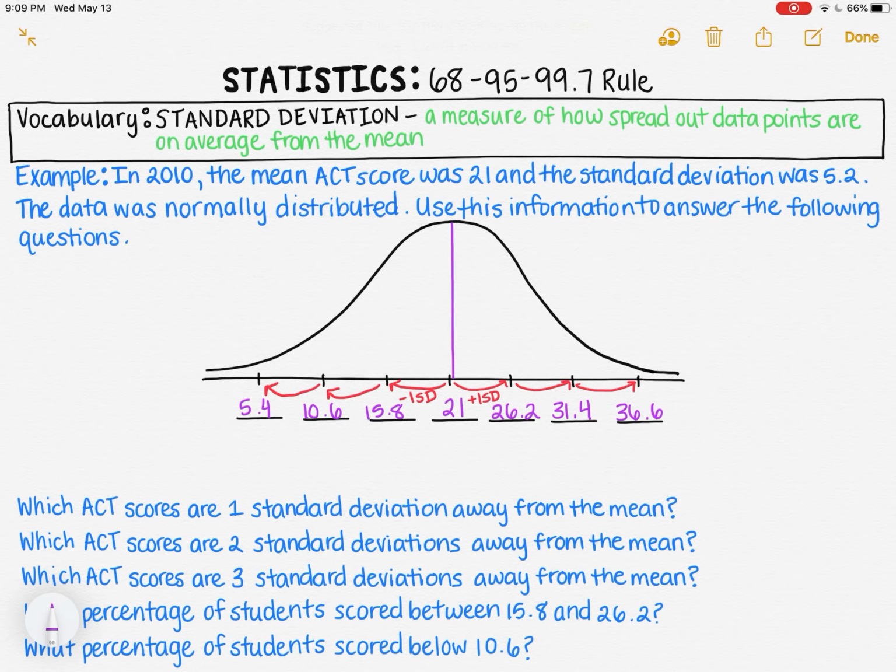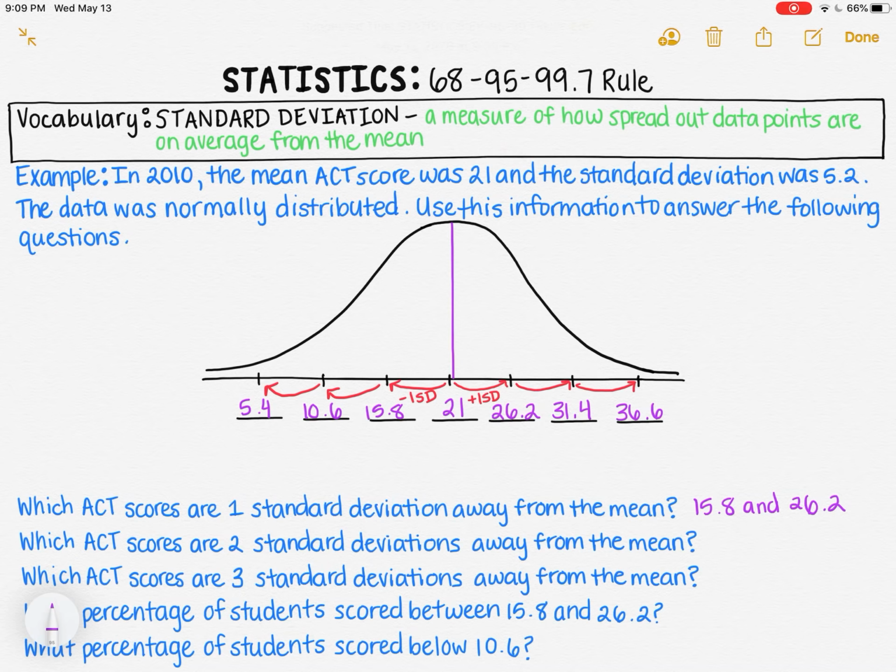Or in other words, the ones that are three standard deviations away. So now let's answer the first three questions, because these are all about what scores are different standard deviations away from the mean. The first question says, which ACT scores are one standard deviation away from the mean? Well, we have 15.8, that's one standard deviation below the mean, and we have 26.2, which is one standard deviation above the mean. So those are the two scores that are one standard deviation away.